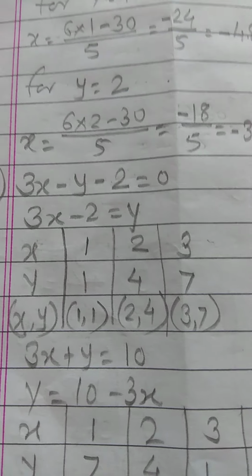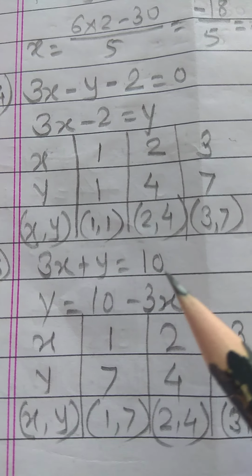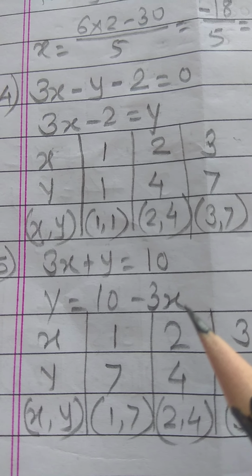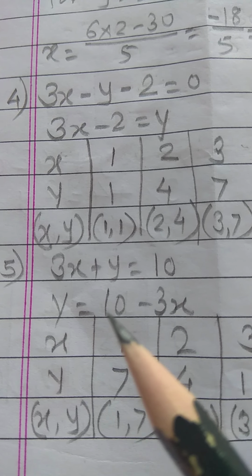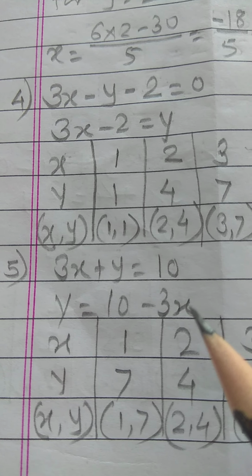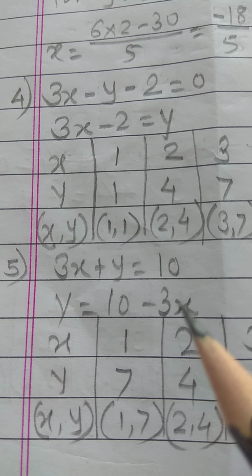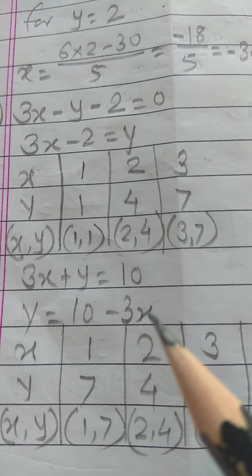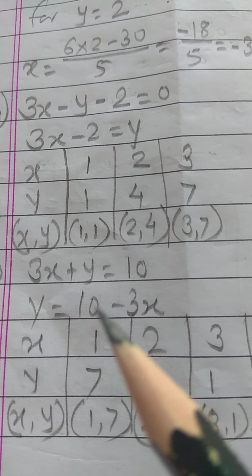Now here 3x plus y equals 10. So y will become 10 minus 3x. If I place x equal to 1 here, then 1 times 3 is 3, 10 minus 3 will become 7, so the value of y will become 7. If x equals 2, then 2 times 3 is 6, 10 minus 6 will give you 4, then the value of y will be 4. If I place x equal to 3 here, 3 times 3 is 9, 10 minus 9 is 1, so y equals 1.